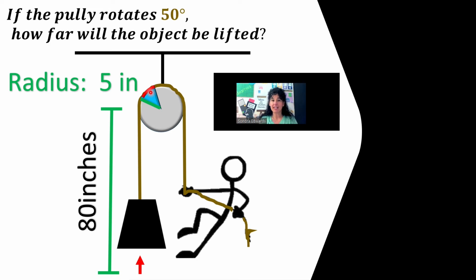So ultimately, if we want to find out how far this weight is going to come up off of the ground, we're just going to find the arc length, and then that will be the same thing as how far it was lifted. Okay, so let's start with our formula.